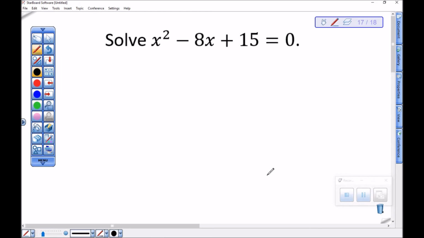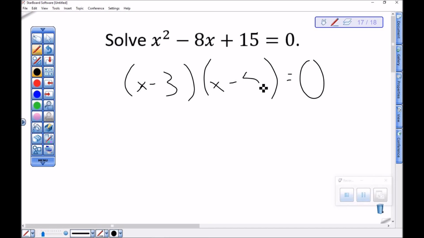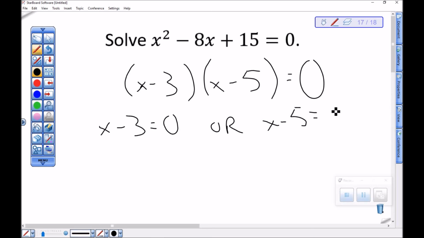Again, I'm in the right form. I don't need to set it equal to 0. It already is. I want to factor x squared minus 8x plus 15. So I want factors of 15 that add up to negative 8. Those factors happen to be minus 3 and minus 5, because negative 3 times negative 5 is positive 15, and negative 3 plus negative 5 is negative 8. From the zero product principle, either x minus 3 equals 0 or x minus 5 equals 0. So x is 3 or x is 5.